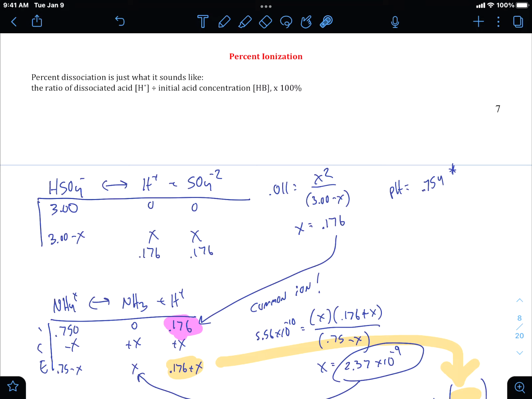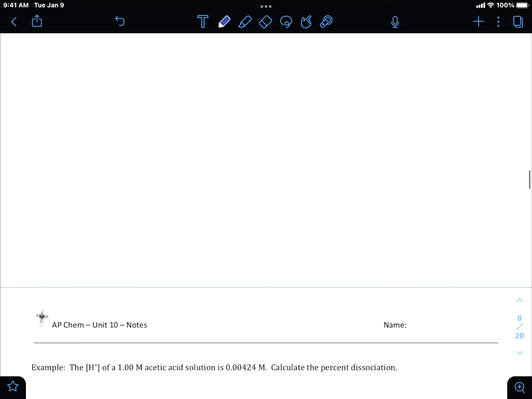Whenever you're asked to find percent ionization, remember that it's just the concentration of the H plus at equilibrium over the concentration of whatever the original acid was initially times 100. Of course, you could work this backwards. What if I told you such and such is 5% ionized, and here's the concentration of H plus? You could use that to find the initial concentration of the acid, just algebraically.